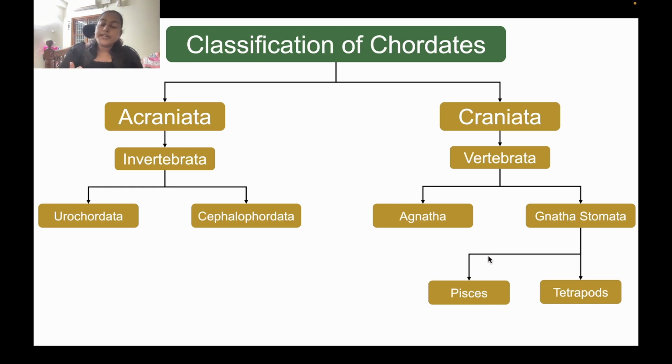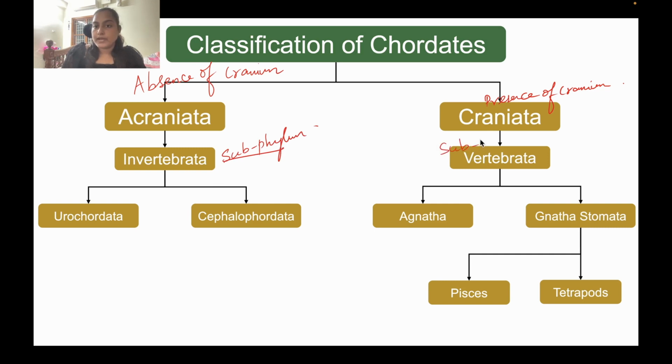So the chordates, children, you can classify them into acraniata and craniata. What is acraniata? Absence of cranium. What is cranium now? The skull, right? The other name for skull which protects the brain. So absence of cranium, presence of cranium. Okay, kiddos? So, you have two classification, acraniata and craniata under chordates. Under that, you have a subphylum. Okay? Subphylum invertebrata, subphylum vertebrata.